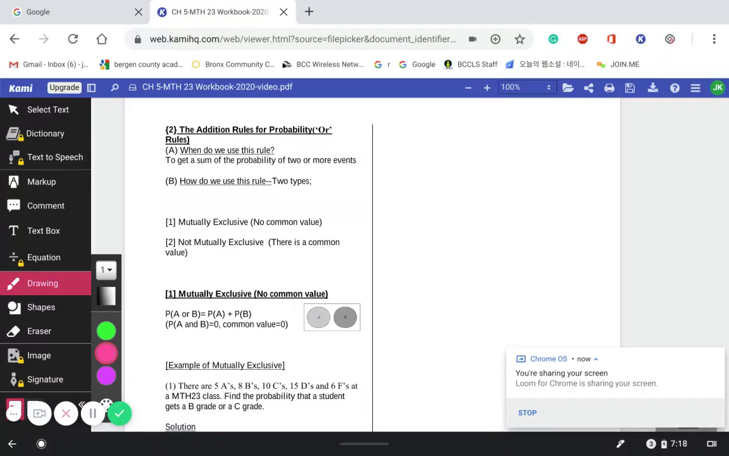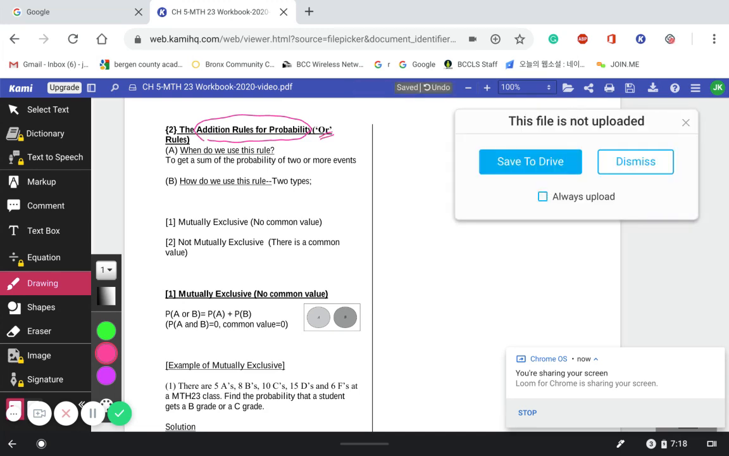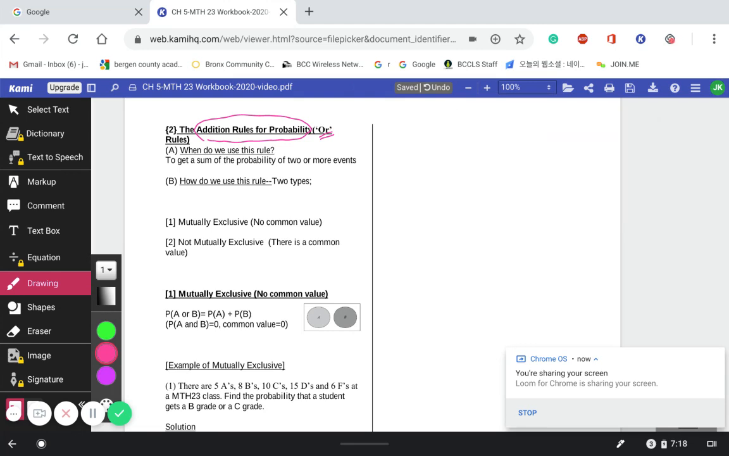Hello everybody. In this video, we're going to talk about the addition rule of probability, or OR rules. When we have compound events or multiple events, how do we know we're supposed to use addition rules? So when do you use this rule? To get the sum of probability of two or more events.